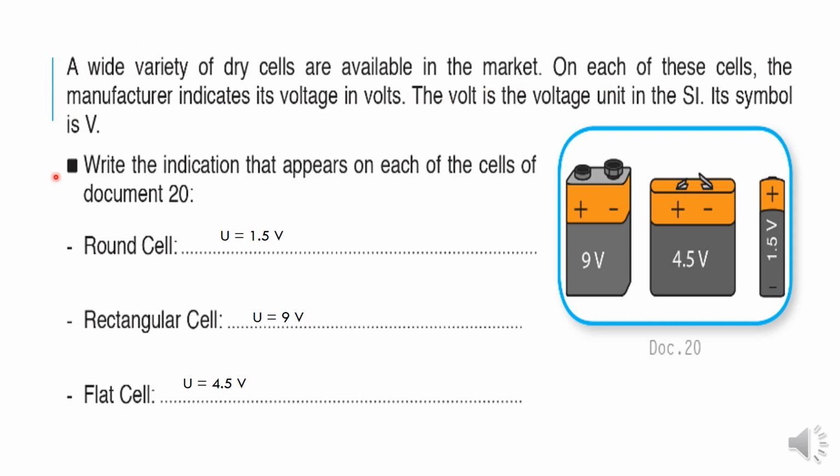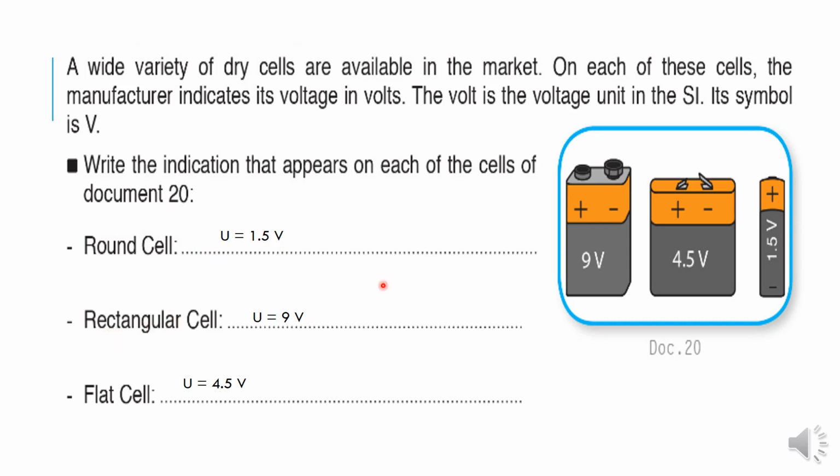Its symbol is V, so the symbol of the SI unit is V, while the symbol of the voltage is U. We also agreed on it in the previous video. Now, we have to write the indication that appears on each of the cells of document 20. The round cell can provide 1.5 volts. So we can say that U equals 1.5 volts. The voltage equals 1.5 volts.